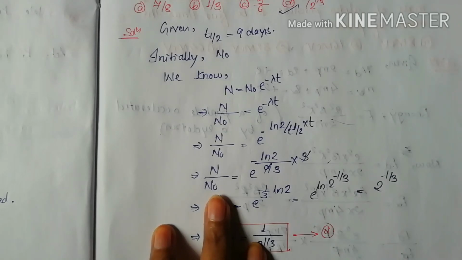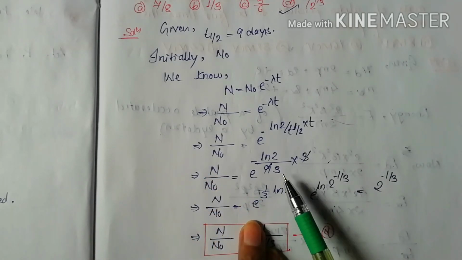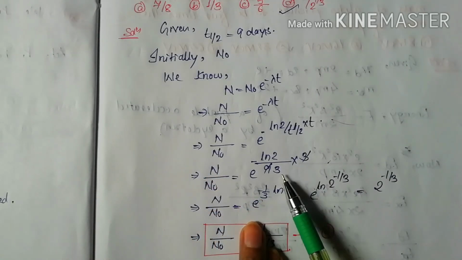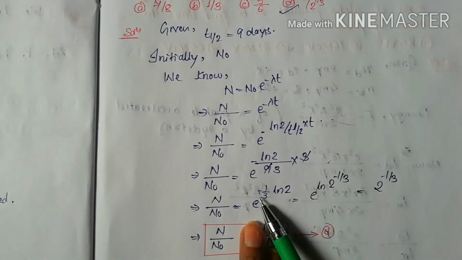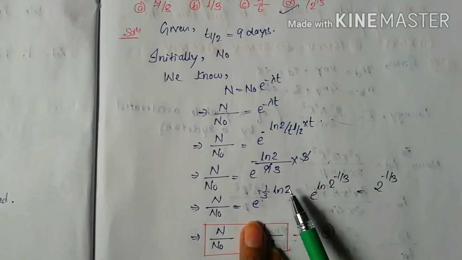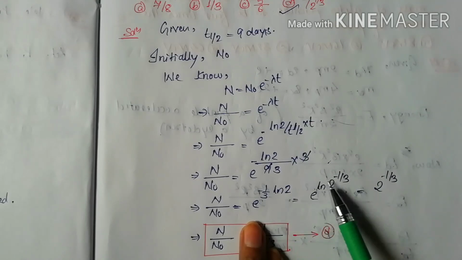So n by n0 is equal to e to the power of minus log 2 times 3 by 9. You see this 3 will cancel with 9, three times. So we will have minus 1 by 3 log 2, which, according to the logarithmic properties, can be written as e to the power log 2 to the power minus 1 by 3.